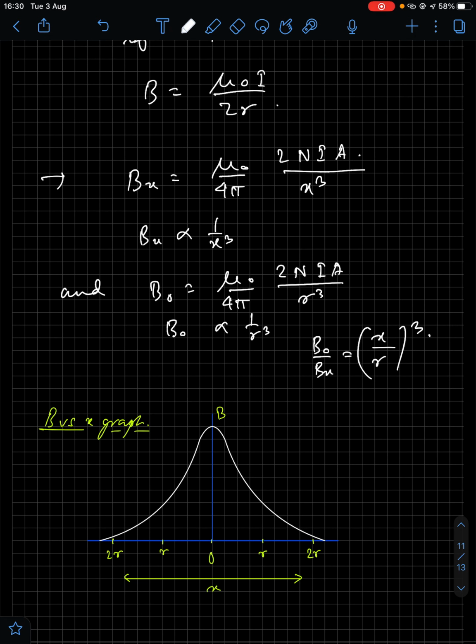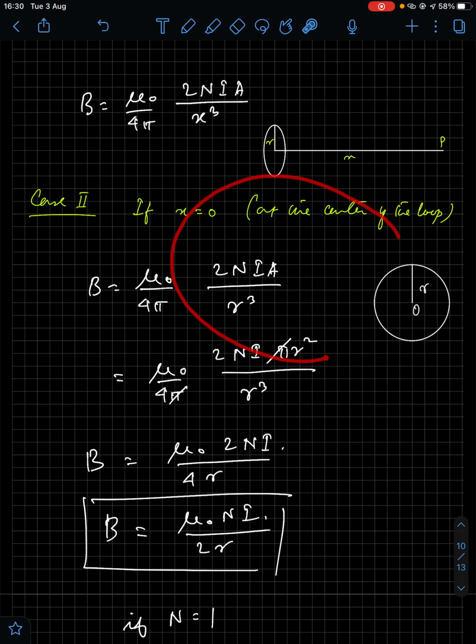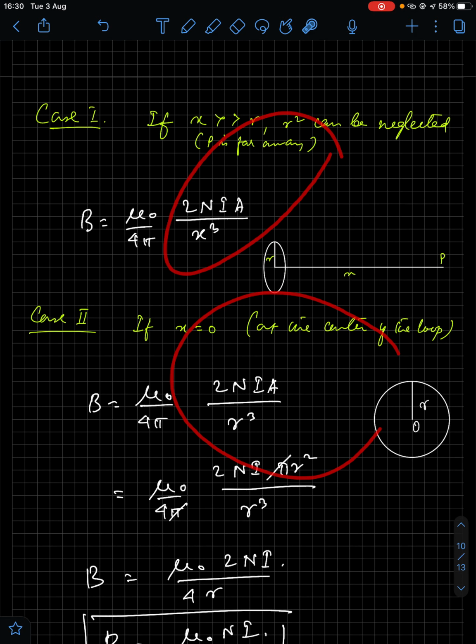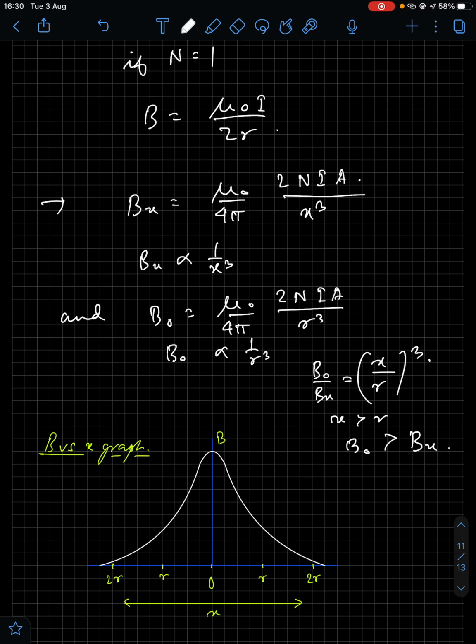Now you see, as x is greater than r, therefore B naught, the magnetic field at the center, is greater than the magnetic field at a perpendicular distance x from the center of the loop. So you can say that in this second case, the magnetic field will be greater than the magnetic field in this case.